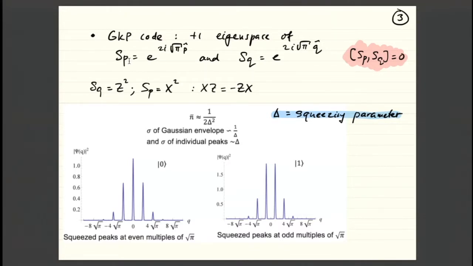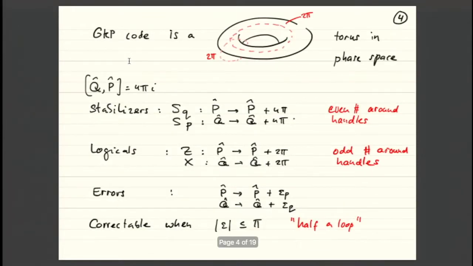Okay, so there's another simple way of thinking about the GKP code, also as a torus, actually. And it's a torus in phase space. For that, I just redefine my Q and P slightly, just to get rid of these square roots of pi. It's kind of awkward. So this new Q and P obey this operation, and then you can see what's the action of the check operators, what's the action of the logicals, and what's the action of errors.